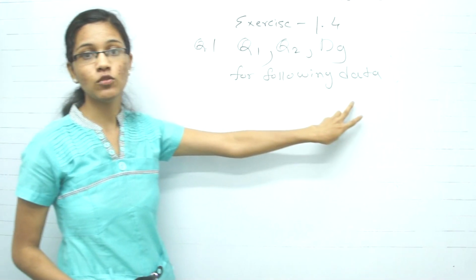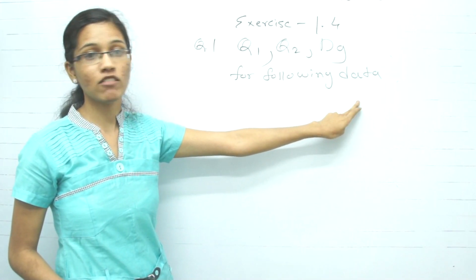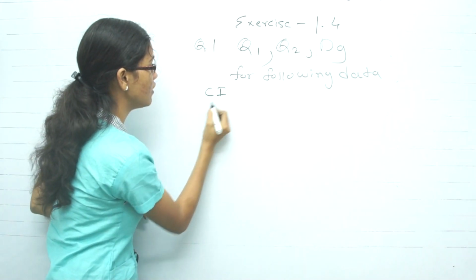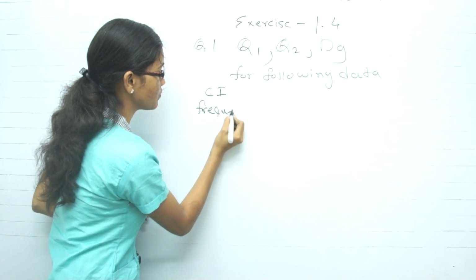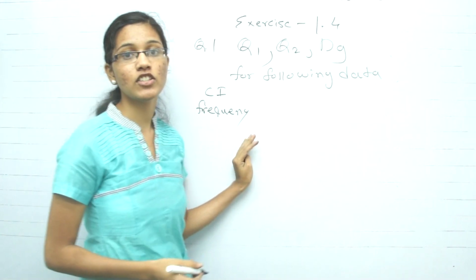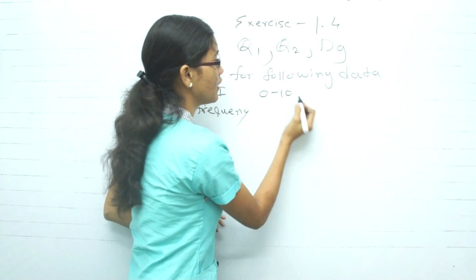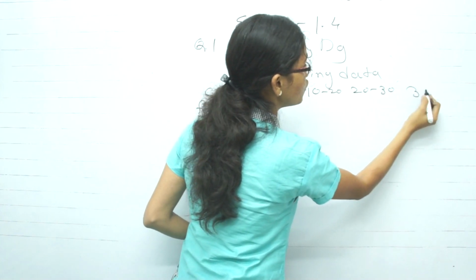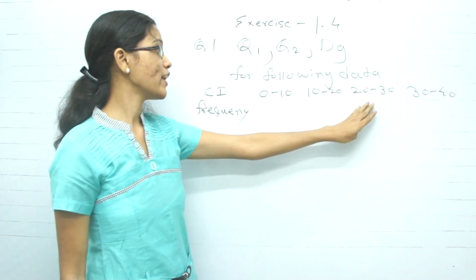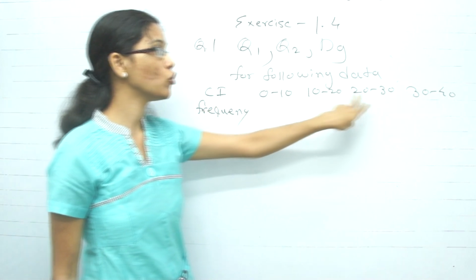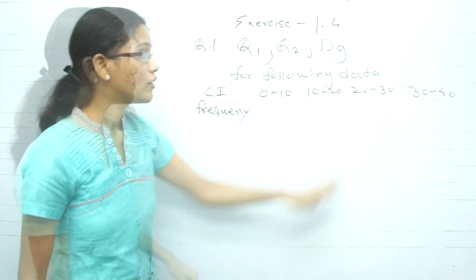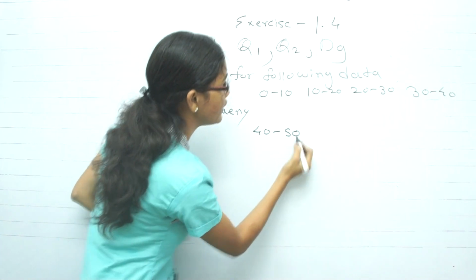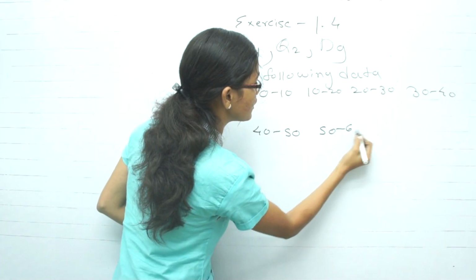Graphically, you know that is what? First quartile, class interval and frequency. You have been given in the exam the class interval and frequency. The class intervals are 0 to 10, 10 to 20, 20 to 30, 30 to 40, and you have also been given 40 to 50 and then 50 to 60.